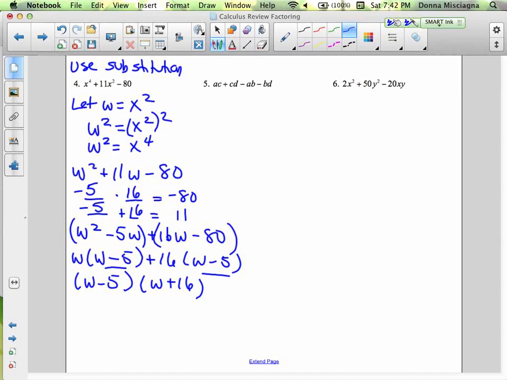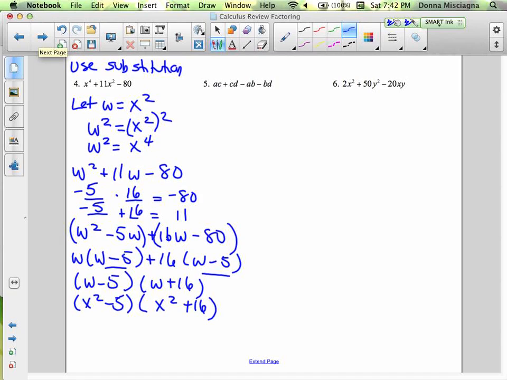But we put the w in. W wasn't there before, so we do have to factor back out again. So the w is an x squared, right? So x squared minus 5 times x squared plus 16. You couldn't possibly do anything with x squared plus 16. You can't factor a sum of squares.